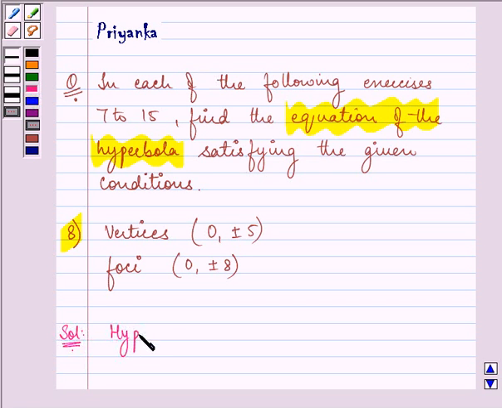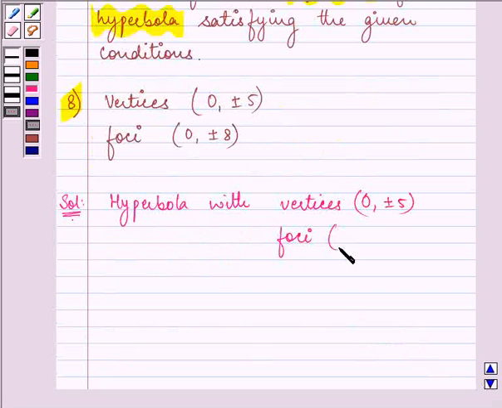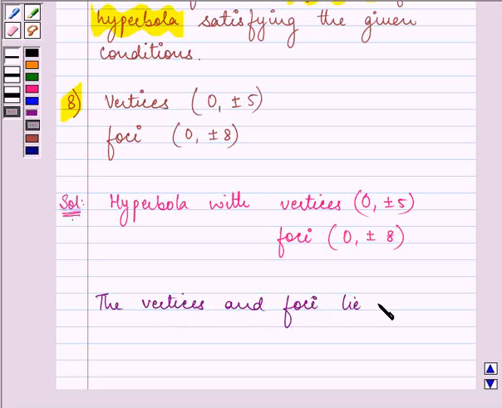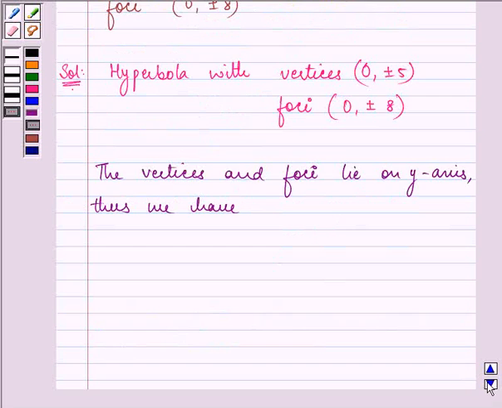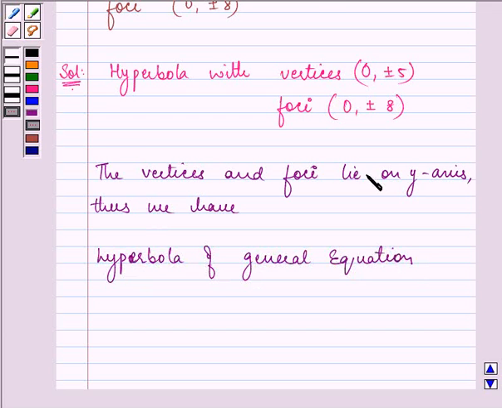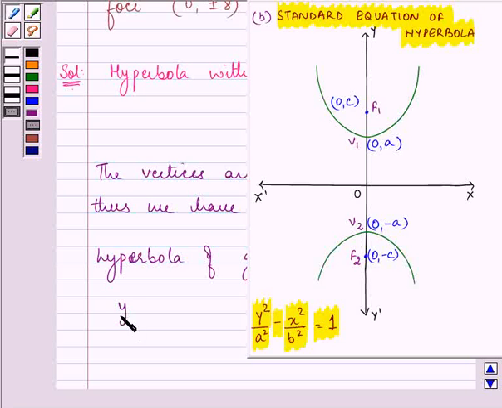Now here we are given a hyperbola with vertices 0, plus minus 5 and foci as 0, plus minus 8. Now, the vertices and the foci lie on y-axis, thus we have a hyperbola of general equation, that is y square by a square minus x square by b square is equal to 1, right?